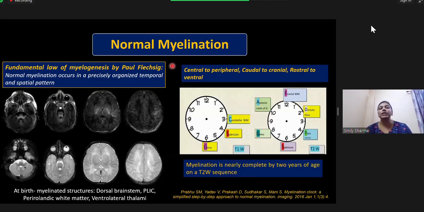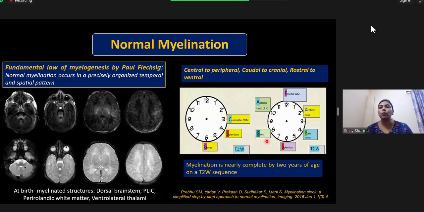Normal myelination occurs in a very precisely organized temporal and spatial pattern according to the fundamental law of myelogenesis. It happens central to peripheral, caudal to rostral, and posterior to anterior. There is a famous myelination clock which guides us when reporting, and we can also look at the various atlases available online to see whether the brain of the child is normally myelinated or not.